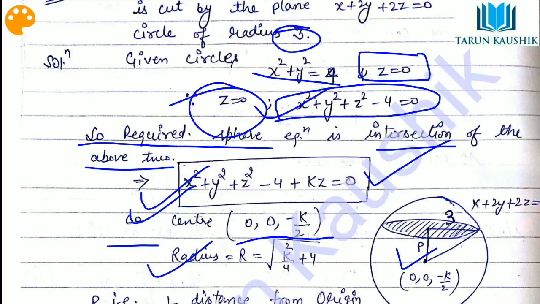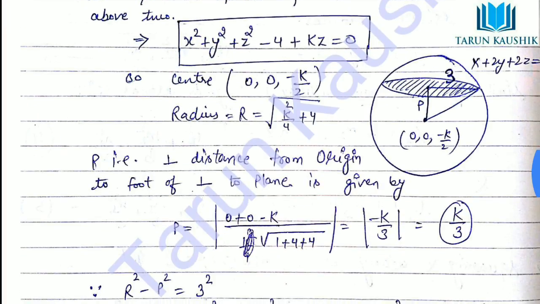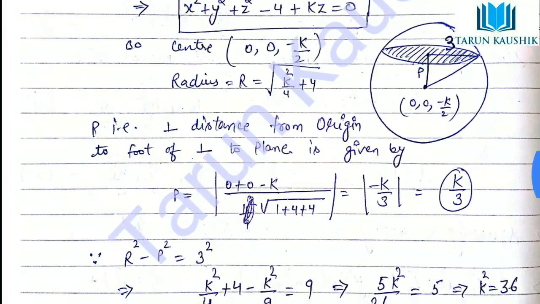So just substitute this value as 3, and calculate the value of k. When you calculate the value of k, this value of r is already given as 3, already mentioned. This radius is 3, isn't it?